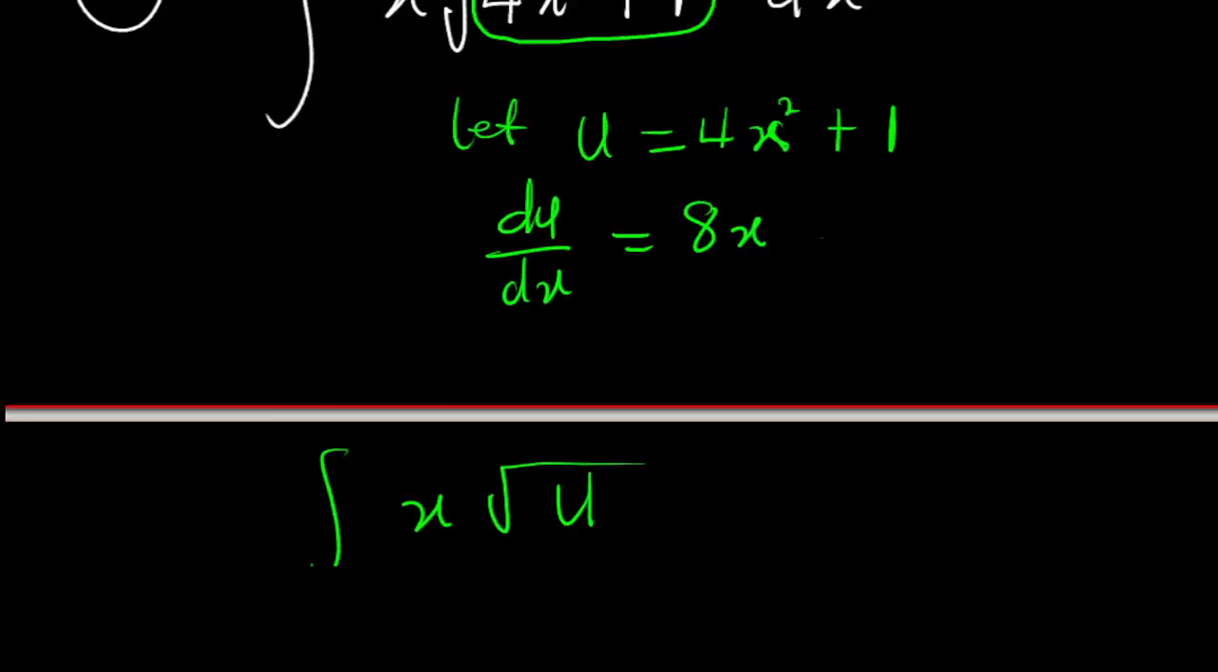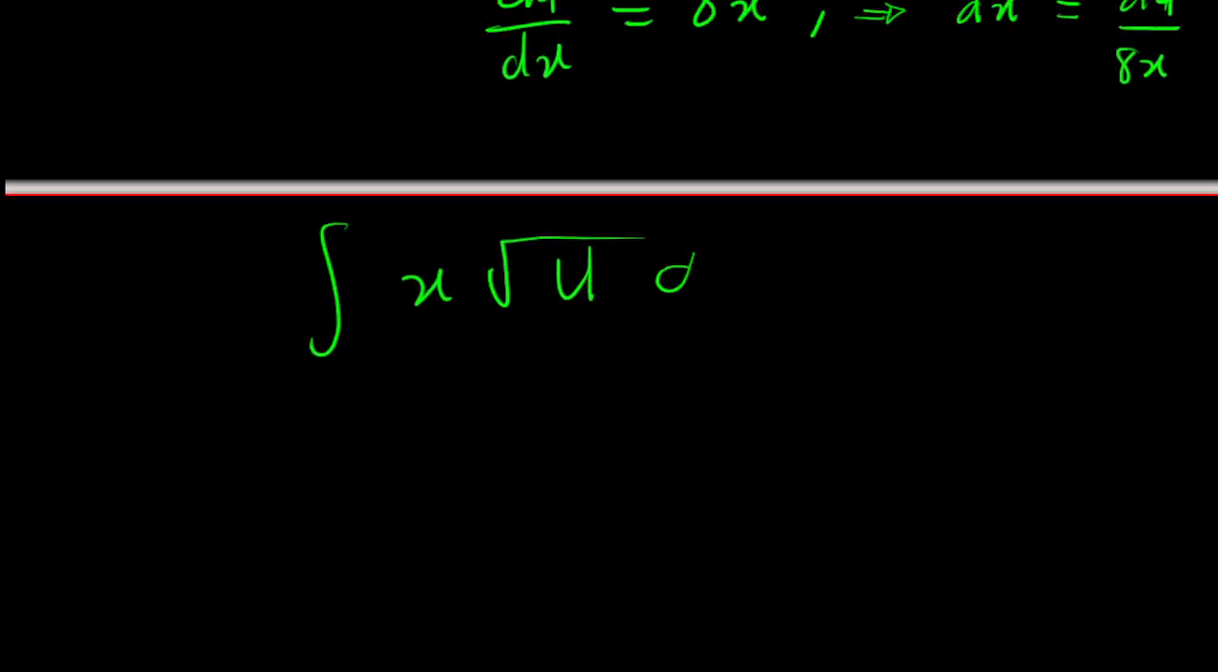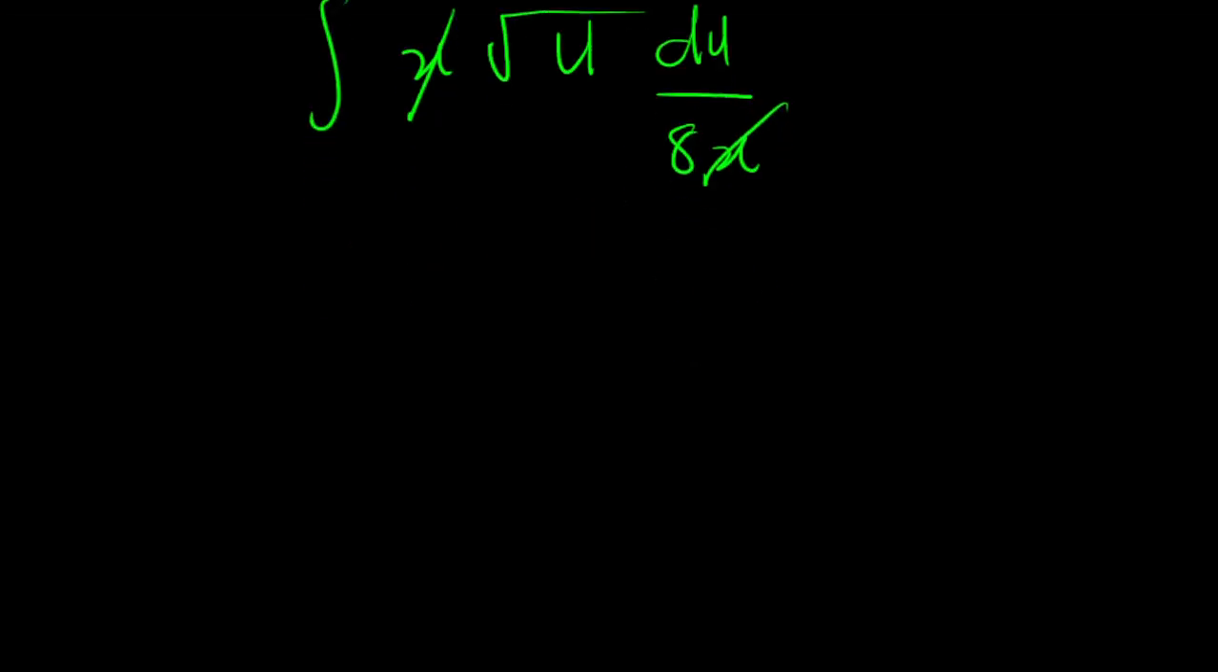And what is now my dx? dx is now du over 8x. That's my dx now. So I have du over 8x, and this x cancels this x. So I'm left with root u over 8 du.